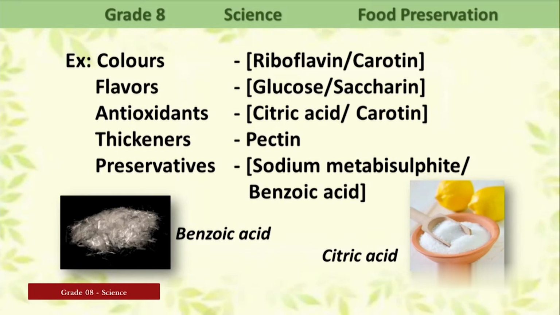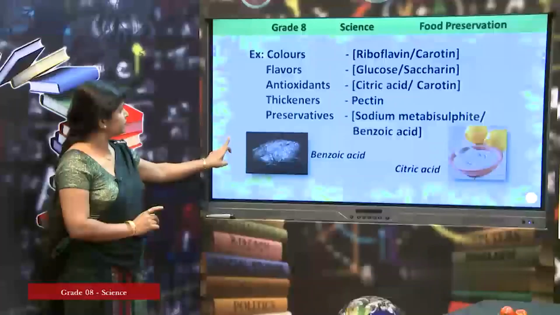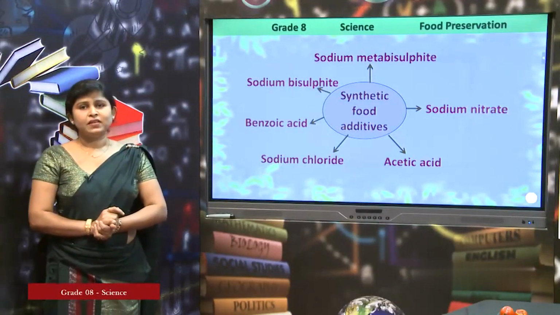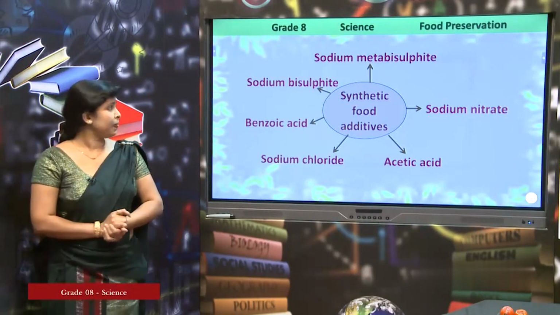Then glucose and saccharin, they are specially used as flavors. Then citric acid and carotene are used as antioxidants. Then pectin is a food additive that is used as a thickener. Then sodium metabisulfite and benzoic acid are used as preservatives. Here I have given you two pictures of benzoic acid and citric acid. You may have not seen them. Right. If you can, it is better to take down these things.